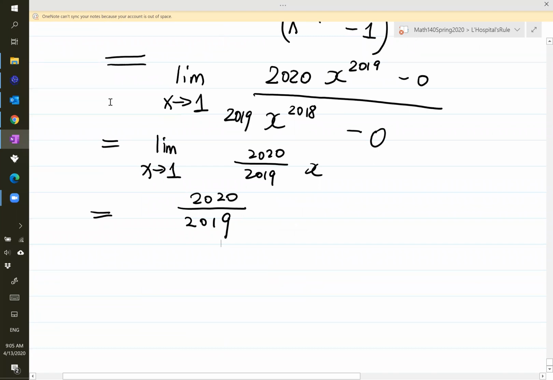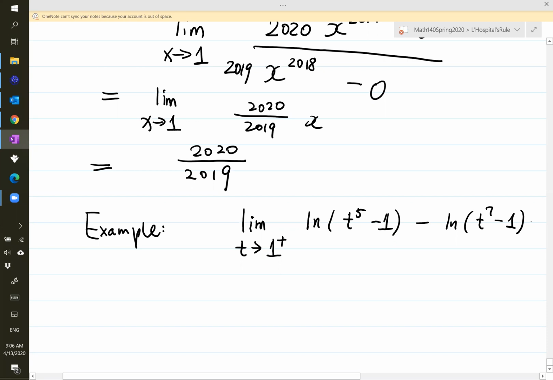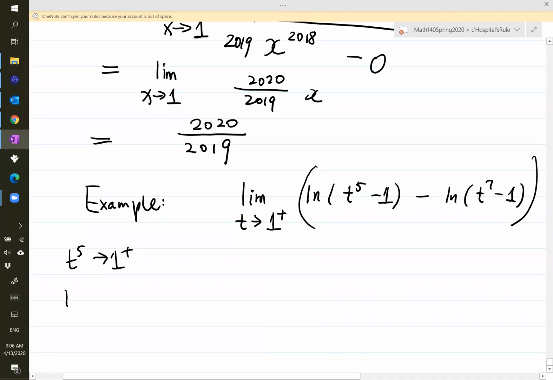More examples. Let's do this example. As t approaches 1, t to the power 5 approaches 1 from the positive direction, from the right side. So t to the power 5 minus 1 approaches 0 from the positive direction.